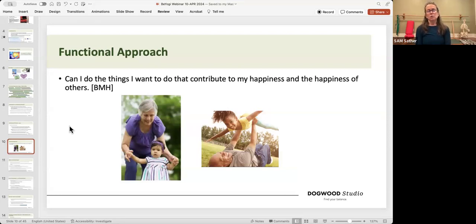So functional approach is applying the theory of yoga, the practices of yoga, the wisdom to help me or your clients, your students, do the things they want to do that contribute to their happiness and the happiness of others, and learn what those are under the layers of our suffering related to the hindrances of our freedom in our perception of self, etc.